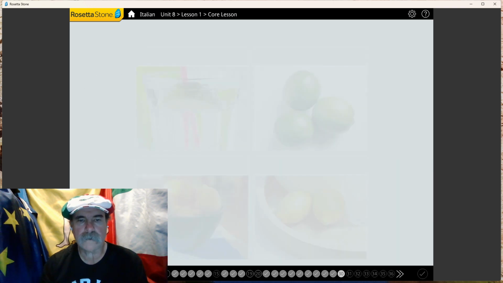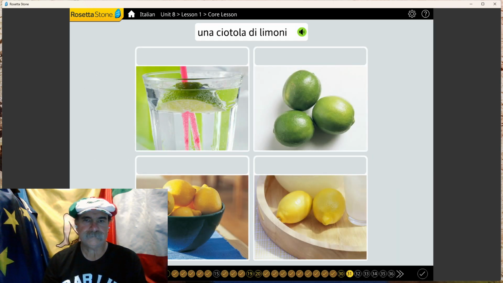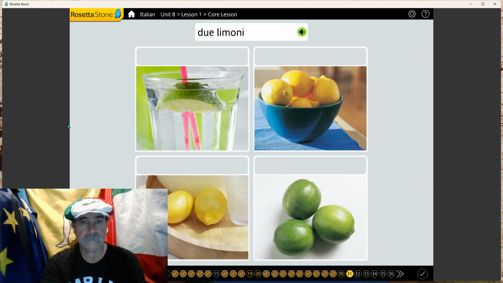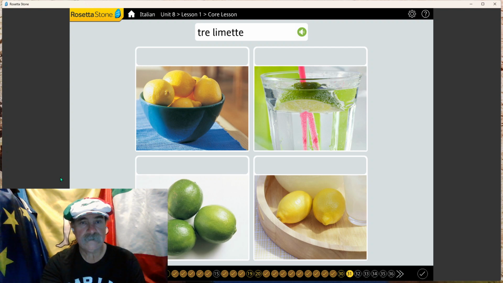Una ciotola di limoni. Ciotola is a bowl. A bowl of lemons. Acqua e limetta. 2 limoni. 3 limette.